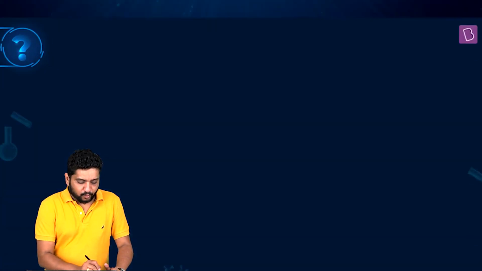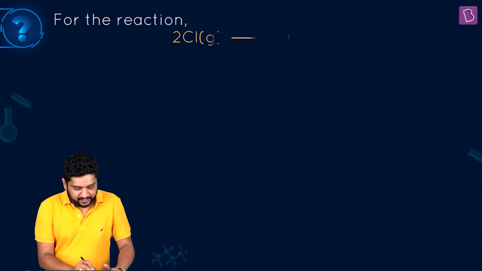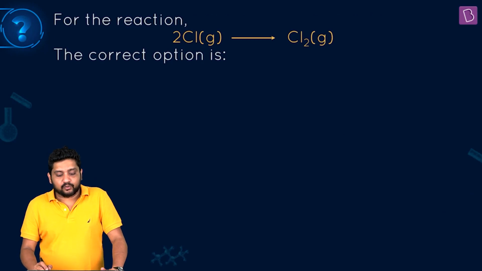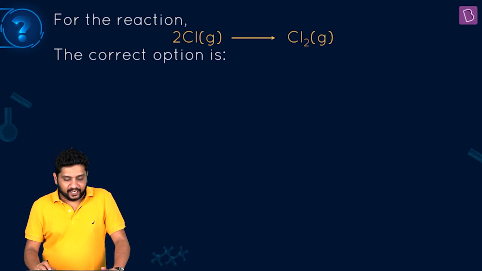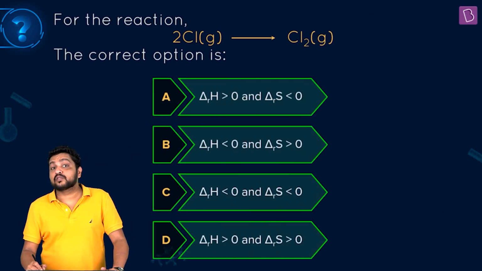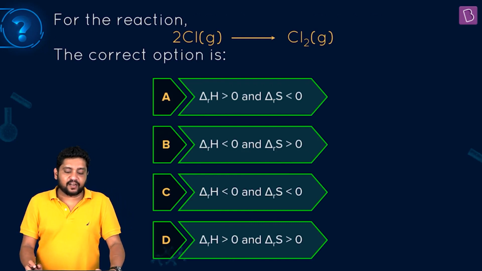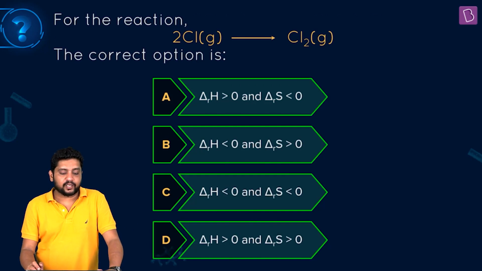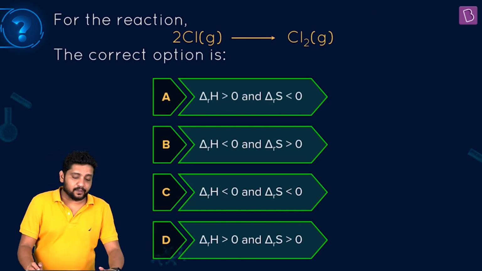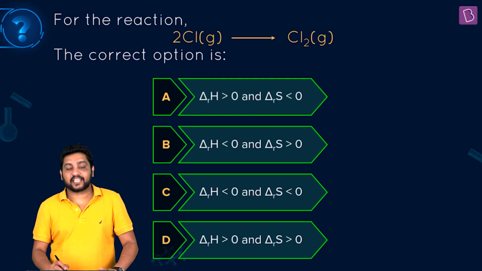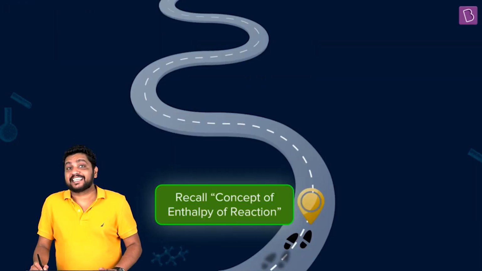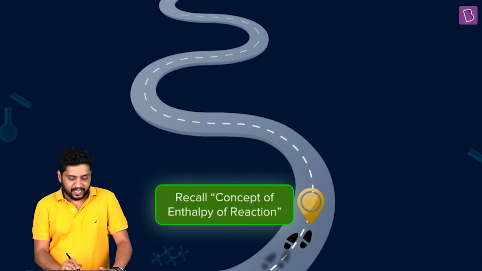Okay, now let's go to the next question. So what does this say? Let's read. It says, for the reaction 2Cl giving us Cl2, the correct option is, right? So 2Cl in gas phase, so atomic chlorine, 2 moles are getting converted into 1 mole of chlorine molecules. We are supposed to speak about the enthalpy in this reaction and also the entropy change in this reaction. So enthalpy change and entropy change.